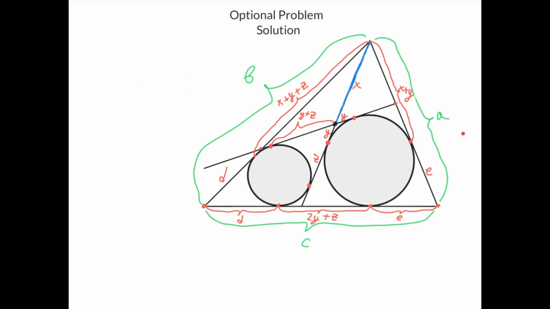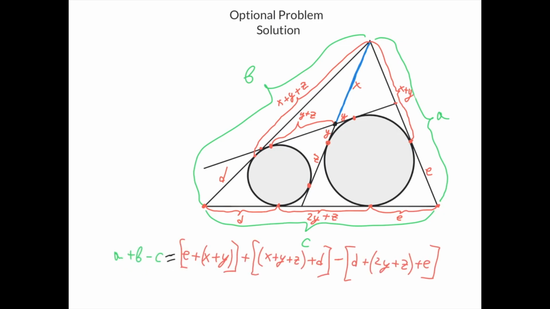Finally, let's calculate a plus b minus c, but using these red labeled segments. So we get a plus b minus c equals, now a is composed of e and x plus y, so they're here. B is composed by x plus y plus z and d, so here they are. And c is composed by d, 2y plus z, and e, so here they are. Now in the expression below, we see that the e here cancels out with the e here. The d cancels out with the d. The two y's cancel out with these two y's, and then the z cancels out with the z. And what is left is one x here and another x here.